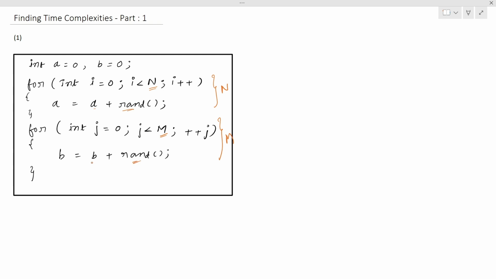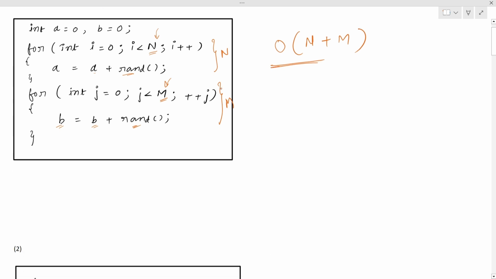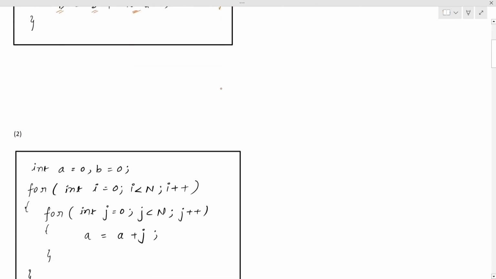Okay, so this is some constant operation. Then what could be the complexity? It can be a combination of n and m. That means the time complexity is big O of n plus m. Okay, you just can't neglect any of these terms because n is different and m is different, right? So that's why I'm writing my complexity as big O of n plus m. Let's solve the next example.